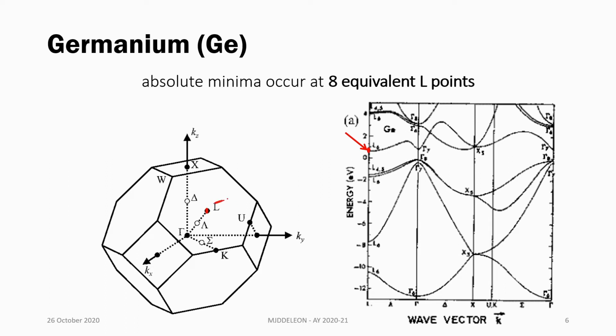Ito. And since meron tayong 8 phases na ganito sa first Brillouin zone natin, 1, 2, 3, 4, 5, 6, 7, 8, may 4 sa likod na hindi natin nakita, there will be 8 equivalent L points na pwede natin consider. So given that, we can then get the degeneracy for silicon and germanium.